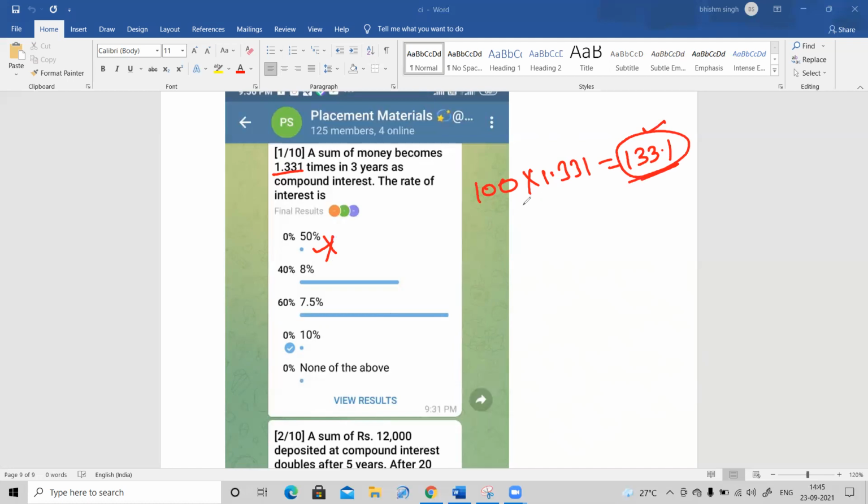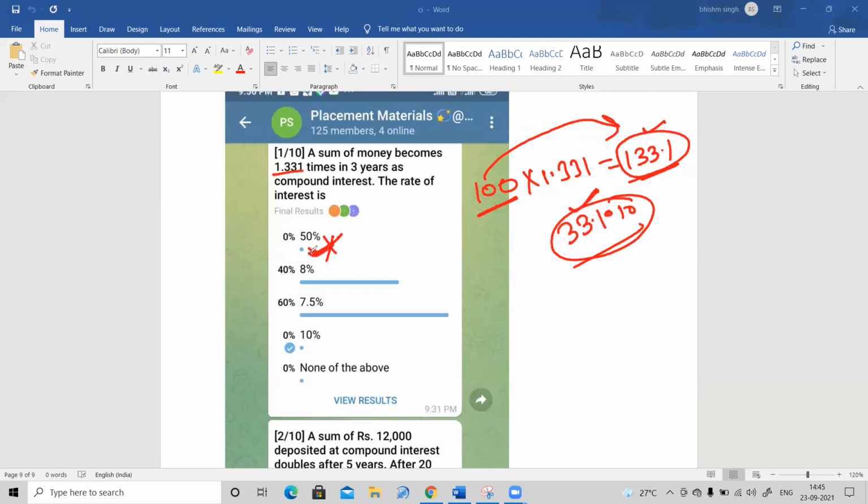Okay, same thing happened here. See, all of you, 100 rupees I have taken as the principal. So this 100 becomes 133.1. So how much increase is there? 33.1%. Total increase in the 3 years is how much? 33.1%. 100 rupees becomes 133.1. So in 3 years 33.1% is the increment.